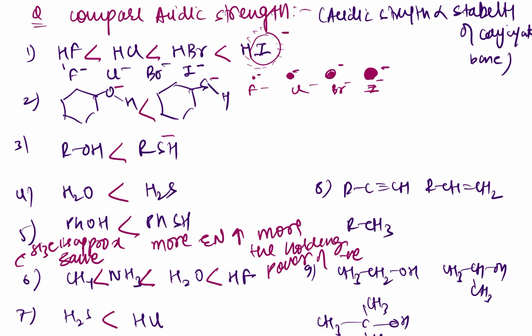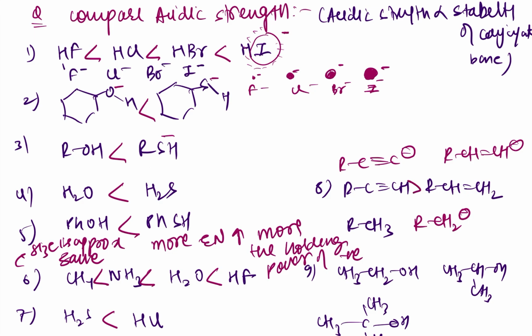Here, RCH will form RC triple bond C minus, and RCH double bond CH minus. All these questions are related to the stability of negative charge. Where the negative charge is not on carbon, we look at size, then electronegativity. But when the negative charge is on carbon, you can directly talk about the stability of the carbanion. That's how you can define the acidic strength.